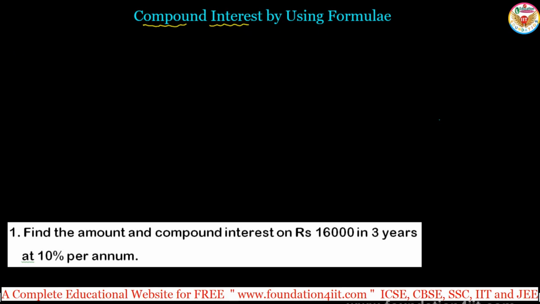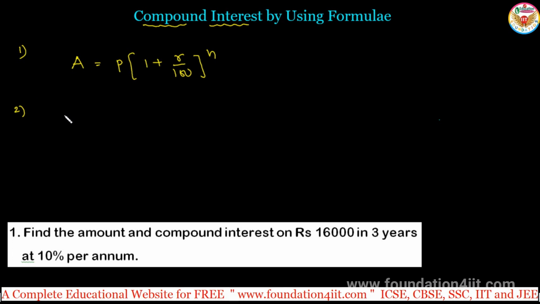I'll explain three formulas. Before solving the problems, we can solve directly using the formulas instead of the simple interest method. Let A be the amount for rupees P. A is the amount, P is the principal, and R is the rate of interest. To find the amount, A equals P into 1 plus R by 100, all to the power N. Here N is the number of years, R is the rate of interest, and P is the principal. Then we get the amount.